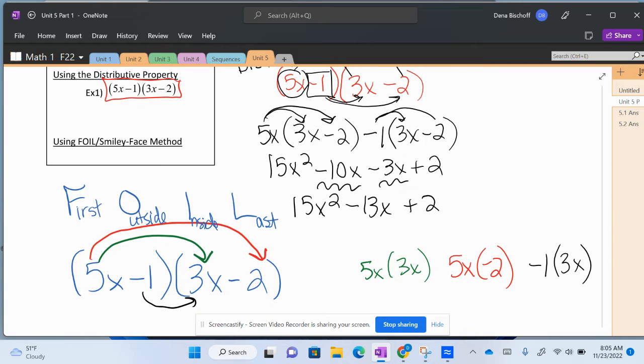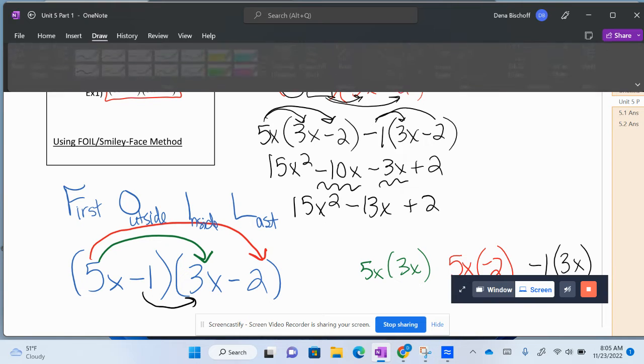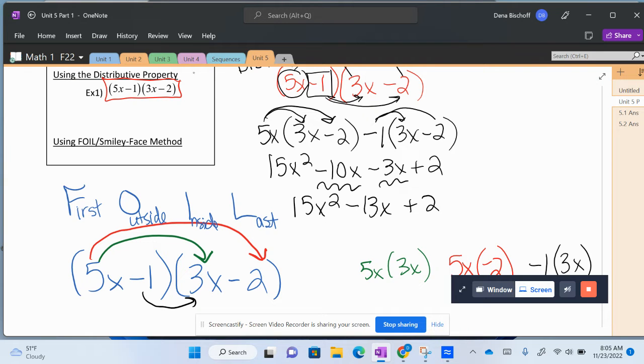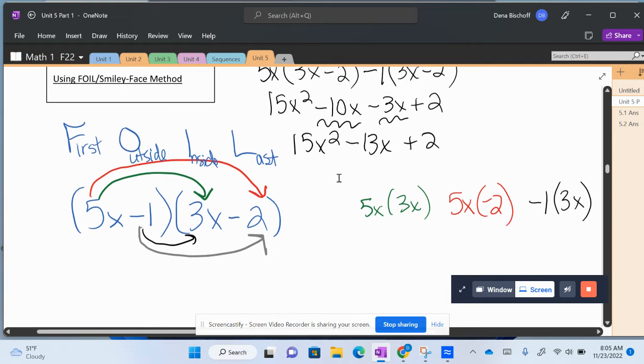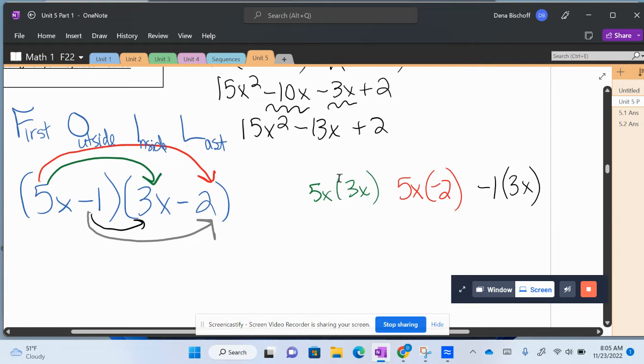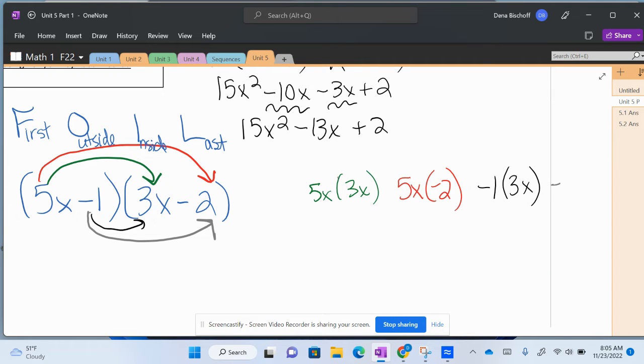And then we're going to multiply the two last terms. This is the last term. Negative 1 is the last term of the first parenthesis. Negative 2 is the last term of the second parenthesis. So I'm going to slide this over just a little bit. Negative 1 times negative 2. And now I'm going to simplify that.